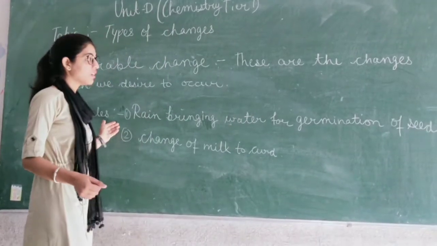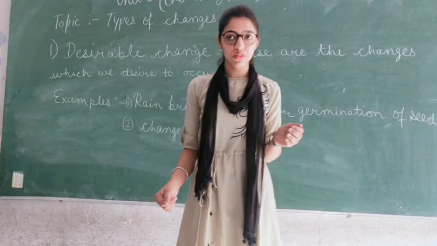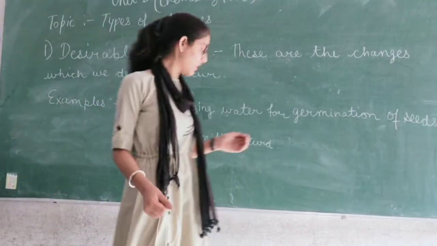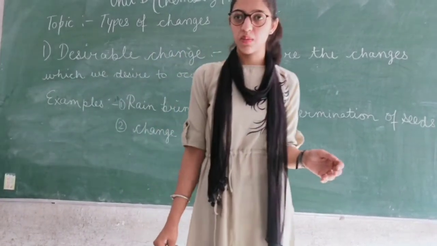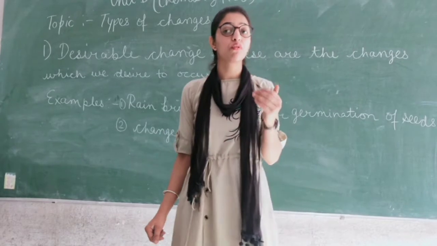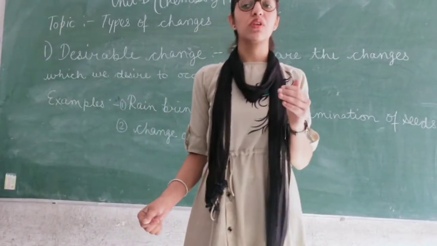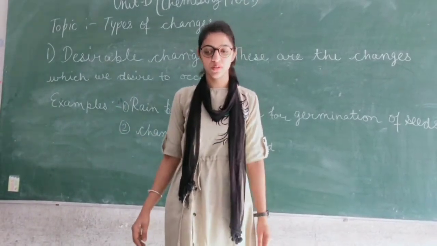Examples I repeated. Rain bringing water for the germination of seeds is an example of desirable change, and change of milk to curd is also a desirable change. Ripening of fruits is also an example of desirable change.